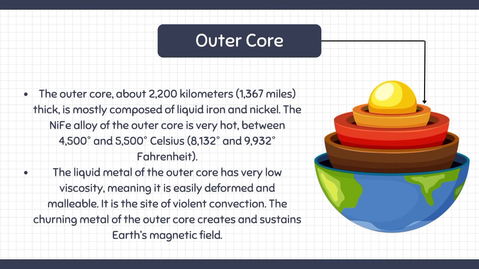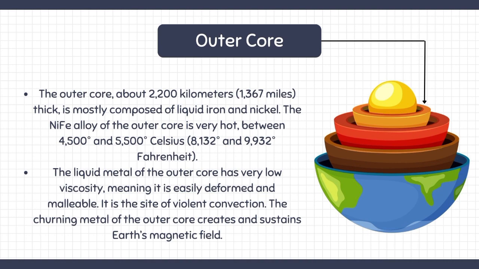The outer core is about 2,200 kilometers thick and is mostly composed of liquid iron and nickel. The nickel and iron alloy of the outer core is very hot, between 4,500 and 5,500 degrees Celsius. The liquid metal of the outer core has a very low viscosity, meaning it is easily deformed and malleable.